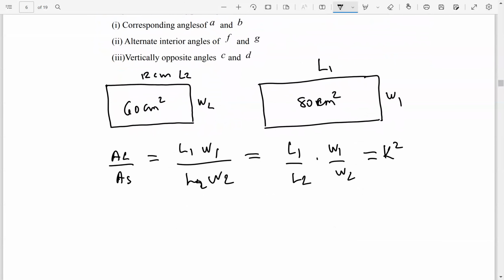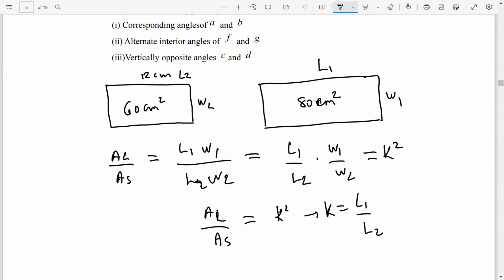Okay, so if I take now area 1 over area 2, area 1, sorry, A large over A small, is the same as k square, but you know k here actually, k is L1 over L2.